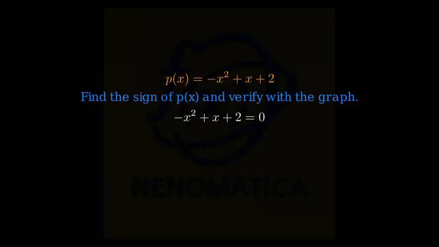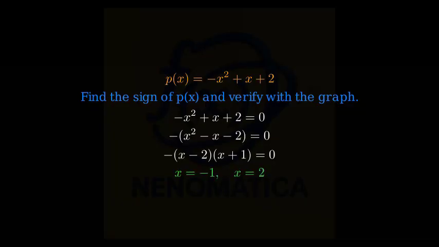Step 1. Set the expression equal to 0 and factor. First, write negative x squared plus x plus 2 equals 0. Factor out negative 1 to simplify the trinomial. Factor the quadratic x squared minus x minus 2 equals left parenthesis x minus 2 right parenthesis times left parenthesis x plus 1 right parenthesis. Using the zero product property, the roots are x equals negative 1 and x equals 2.